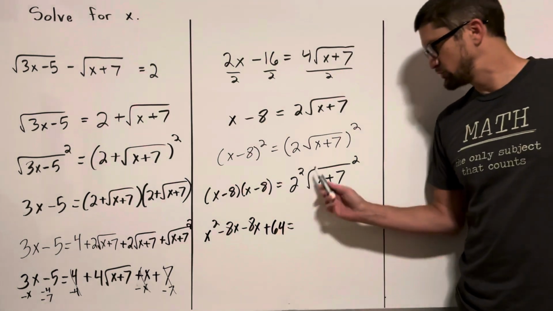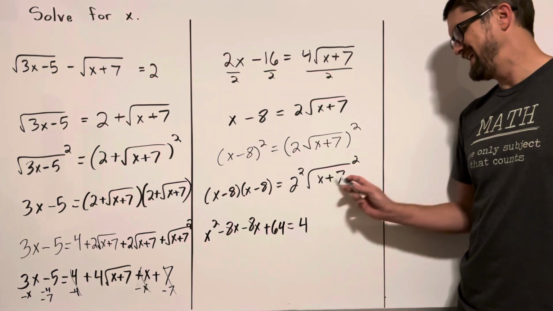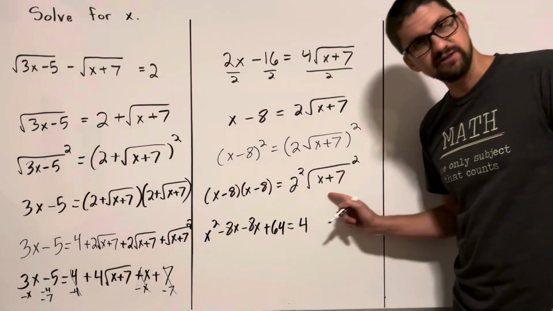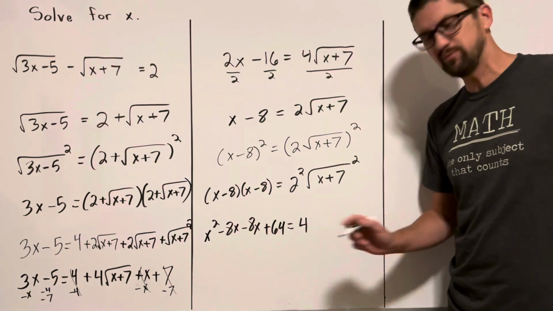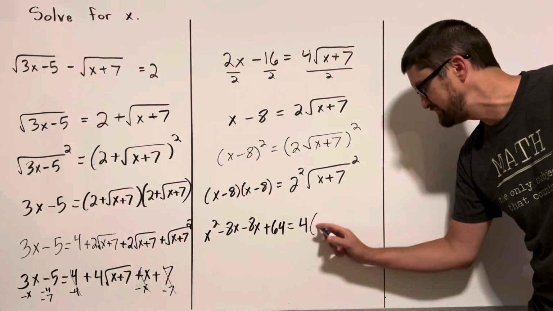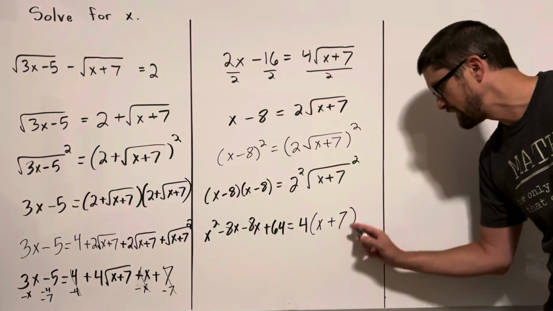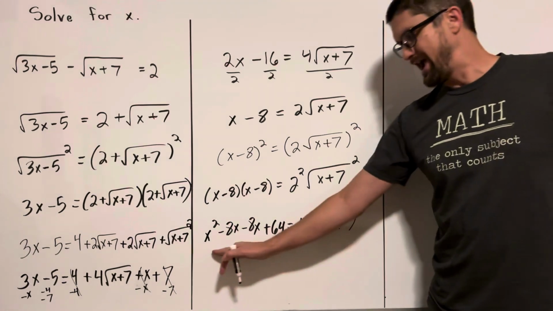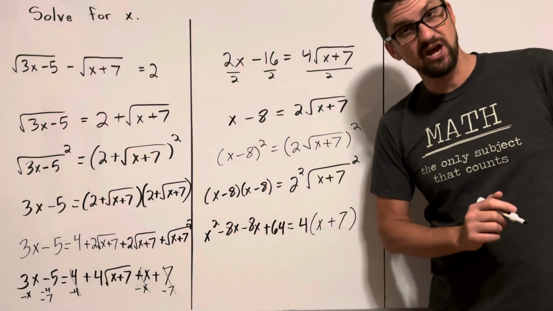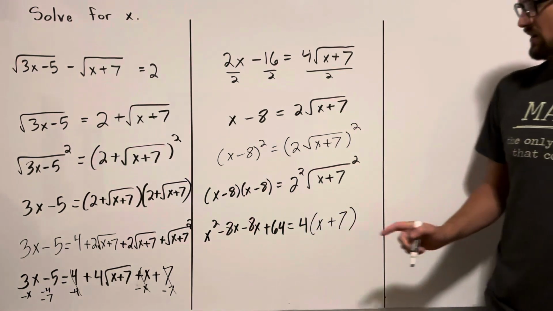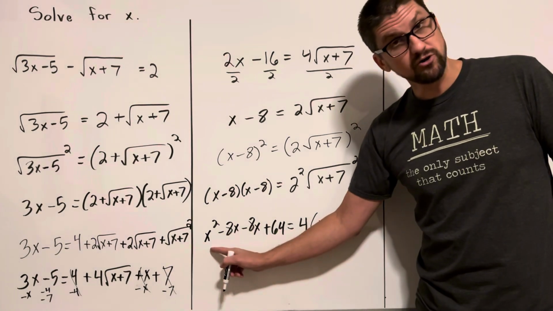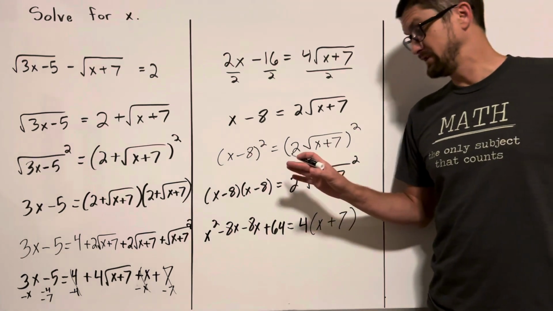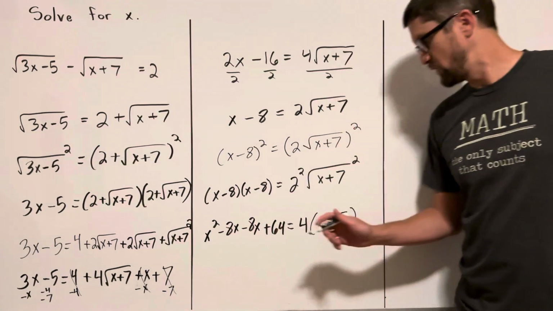On the right-hand side, 2 squared is 4, and the square root and the square root will undo each other, so I'm just left with x plus 7 here, but it's a binomial, and then multiplied by 4, so that binomial needs to be in parentheses. All right, now you can see that I no longer have any radicals. But I do have an x squared term, which means it's quadratic. So now it's essentially solving a quadratic equation.